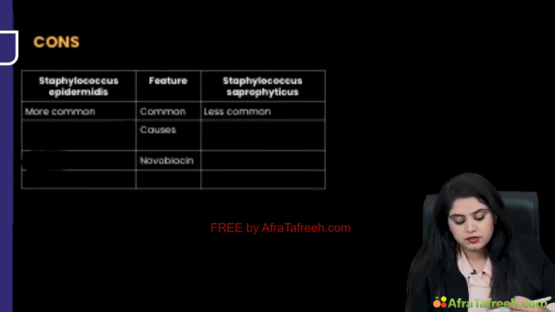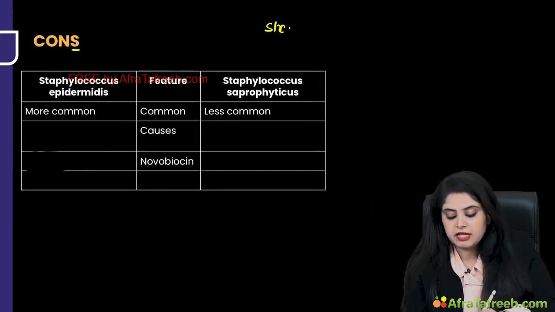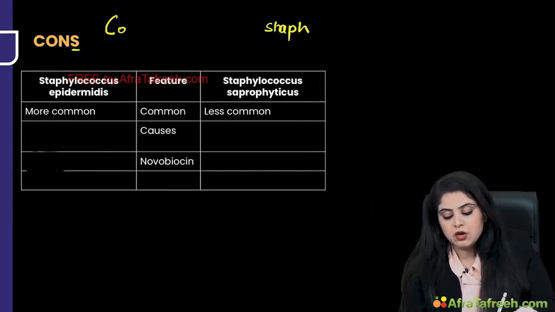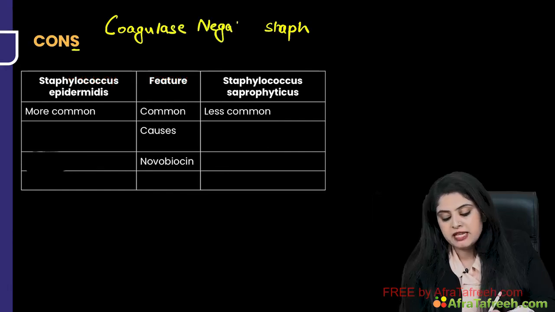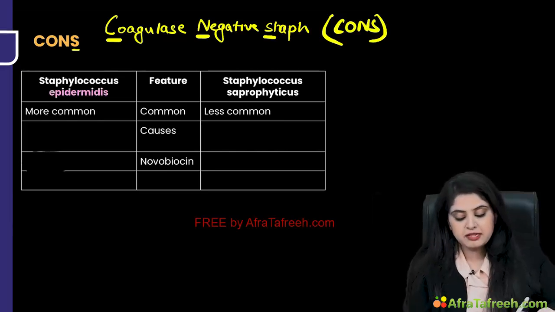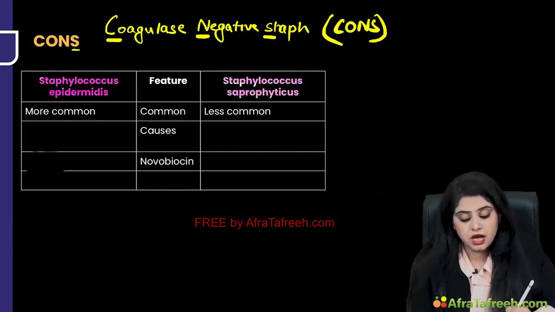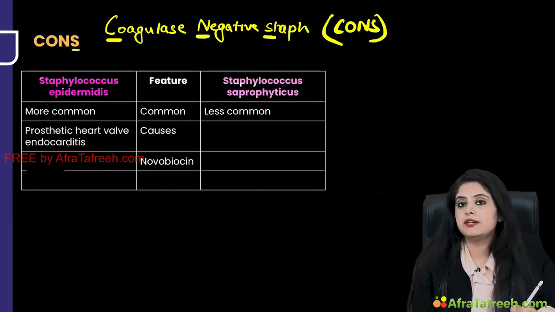Now finally, all of this was about Staph aureus, because now I'm going to start off with another family which is also staph, but it's a different kind of staph. It is CONS. CONS means it is going to be a coagulase negative staph. What are these? Staph epidermidis and Staph saprophyticus. Staph epidermidis is very common, very important. Why? Because it causes what? Something in the heart. Prosthetic heart valve endocarditis is what it causes.